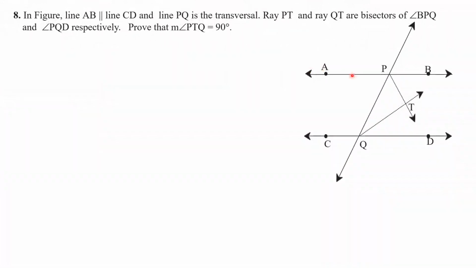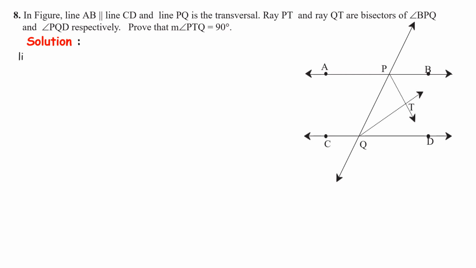In the figure, line AB is parallel to line CD and PQ is a transversal. Ray PT is a bisector of angle BPQ and QT is a bisector of angle PQD, given. Then show that this angle PTQ is equal to 90 degrees.